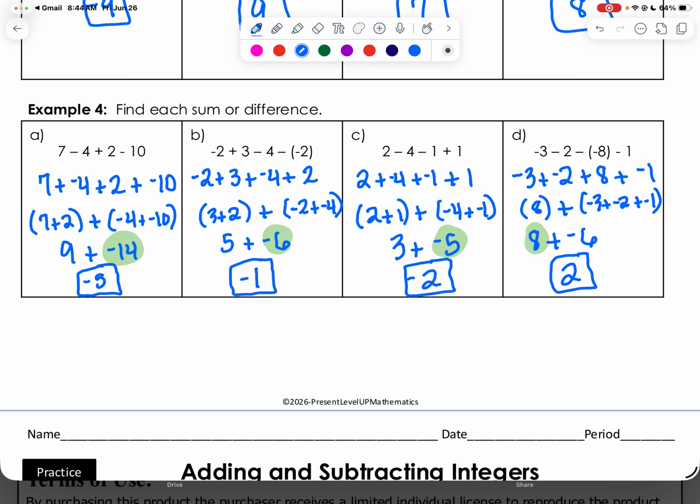And that concludes today's lesson, adding and subtracting integers using integer rules.